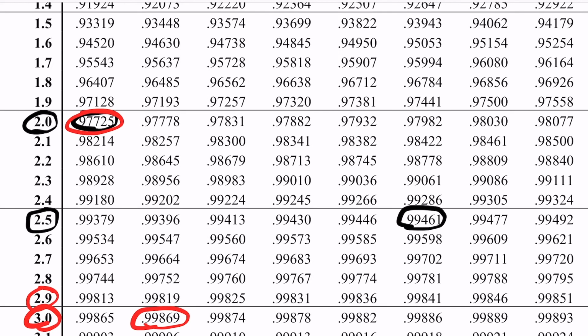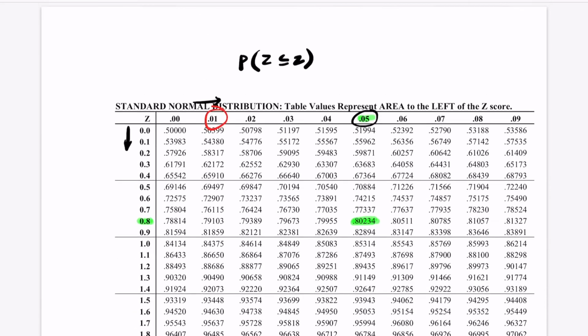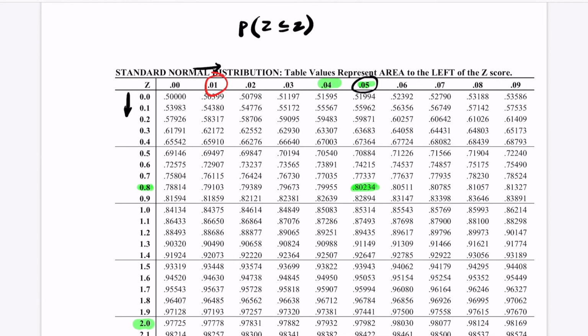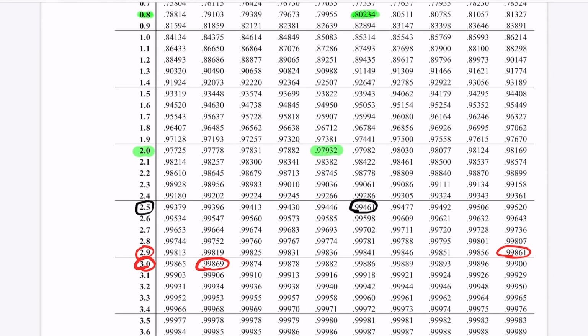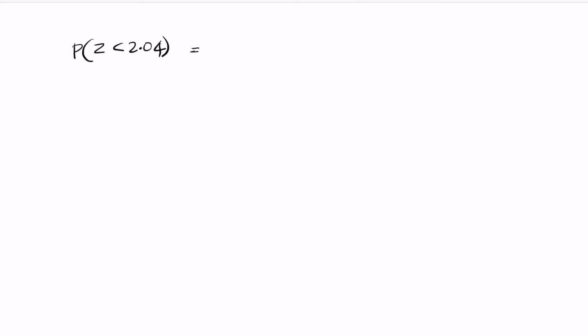So you have 2.0 here, and we have to find 2.04, so this is 4 here. In this one, the value is 0.97932.